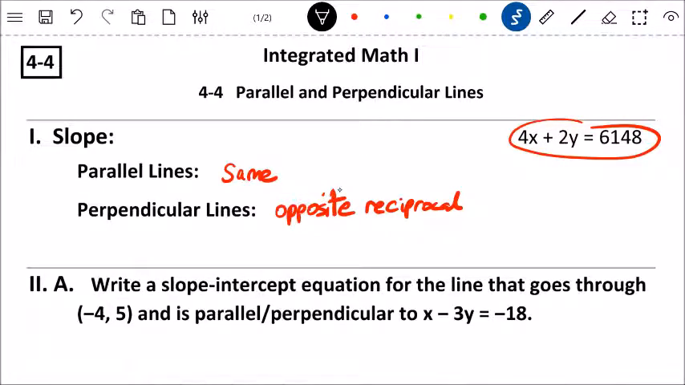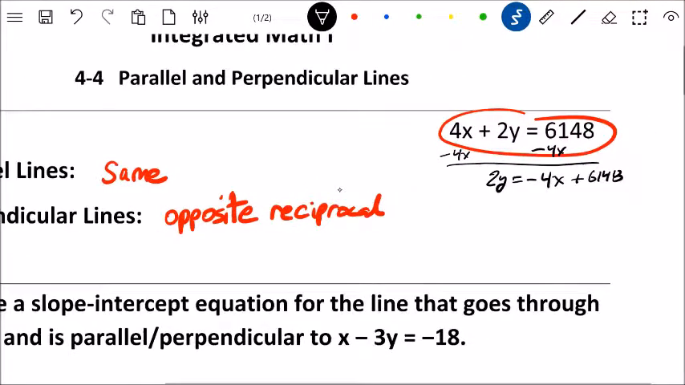Let's take as an example this one here. If we change it around to slope-intercept form, we can find the slope of it. So I'm going to subtract 4x from both sides, and I get 2y equals negative 4x plus 6,148. And now I'll divide by 2. So we get that y is equal to negative 2x plus whatever this is, it doesn't matter because all we're looking for is that slope.